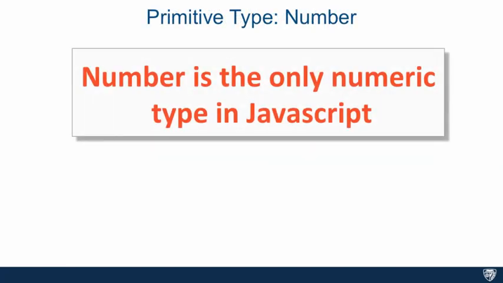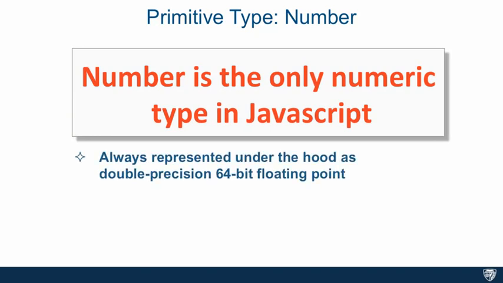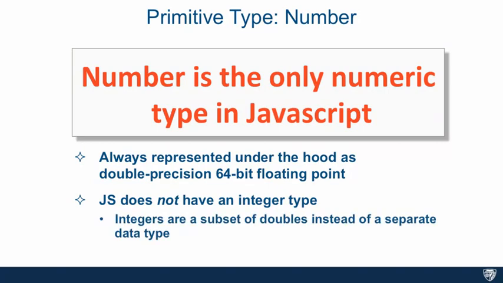Another type is number. Well, number is actually the only numeric type in JavaScript, and it's always represented under the hood as a double precision 64-bit floating point. In other words, JavaScript does not have an integer type. Integers in JavaScript are just a subset of doubles instead of a separate data type.